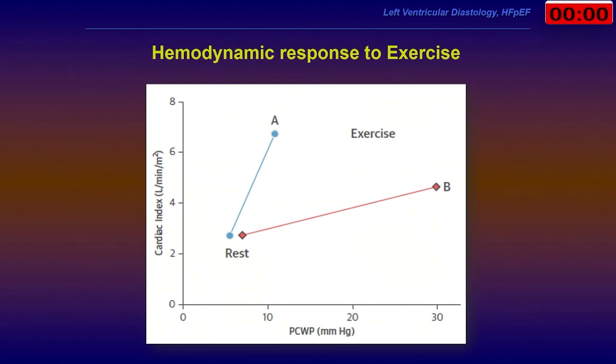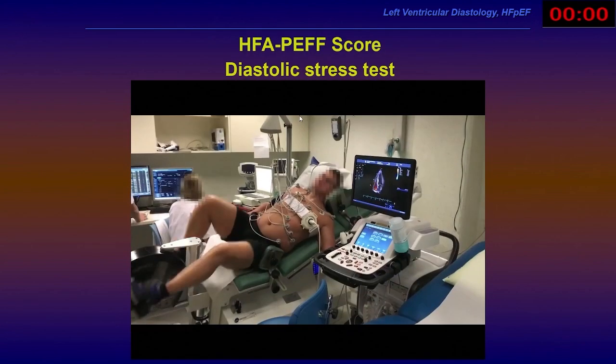These are two populations. One is normal and one has HFpEF. The normal subject, A, can achieve a large cardiac index with minimal increase in pulmonary capillary wedge pressure. But here, remember that I said that heart failure with preserved ejection fraction is a matter of pressure, failing pressure. So patient B can reach a lower cardiac index with a large increase in the pulmonary capillary wedge pressure, which is actually the left ventricular end-diastolic pressure.